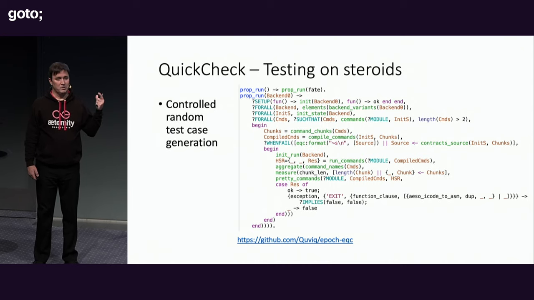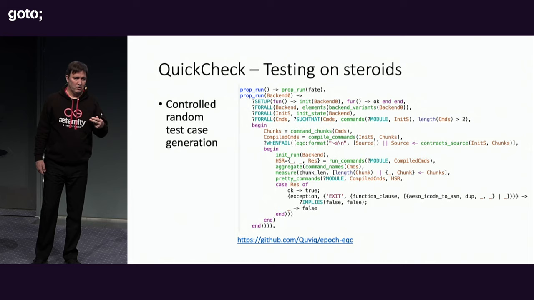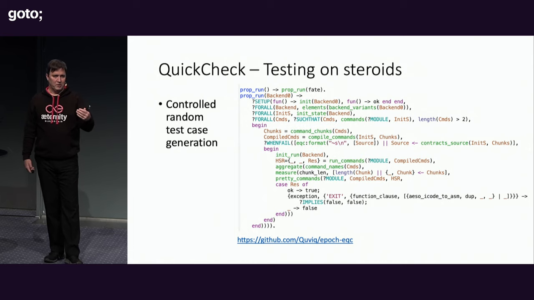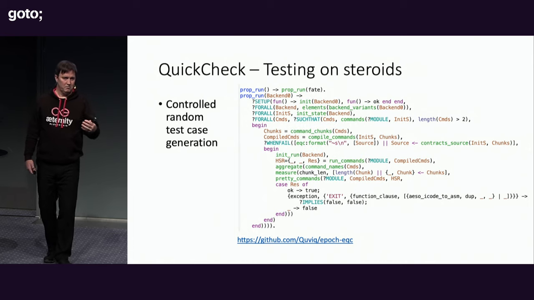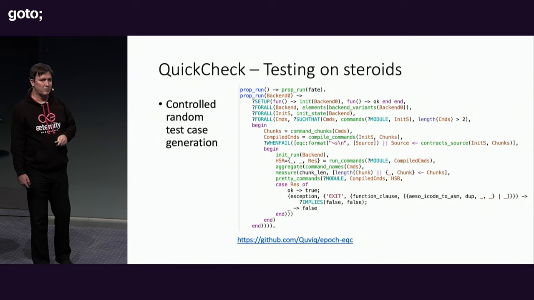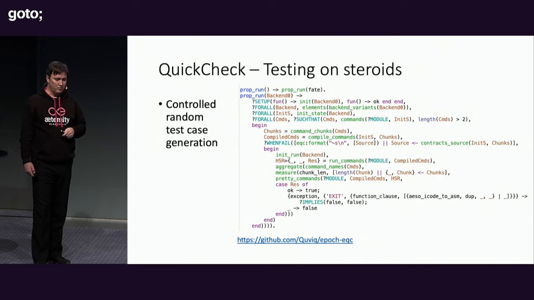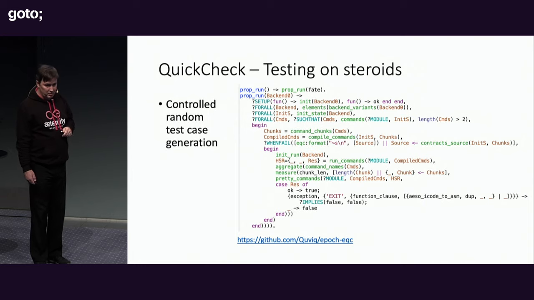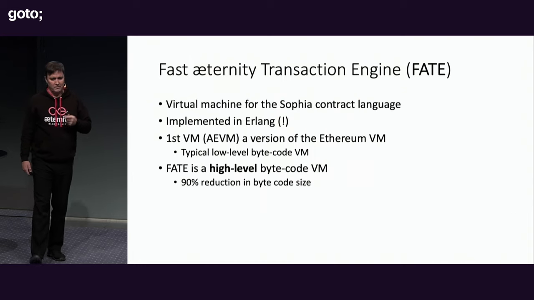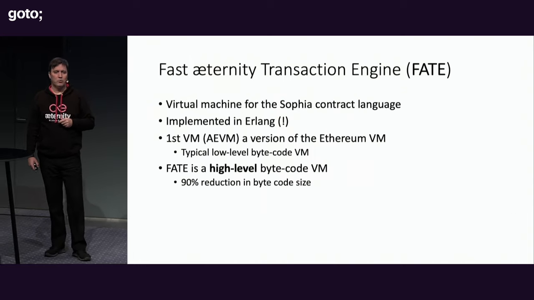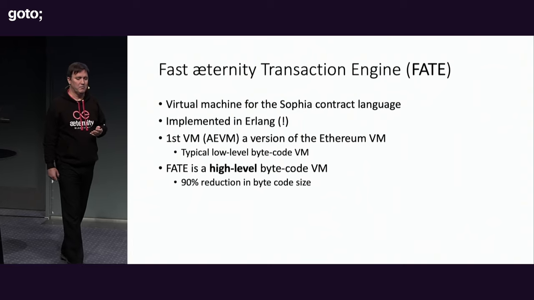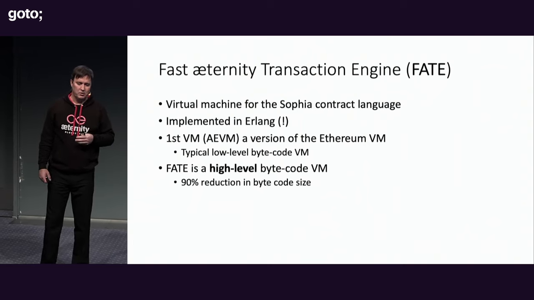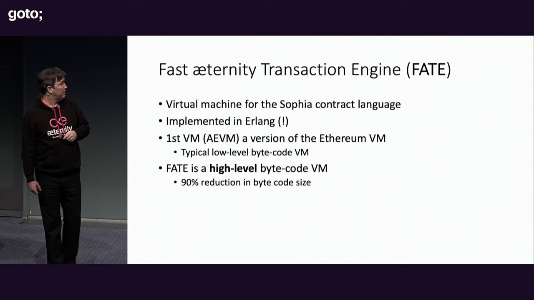Now, you can actually use this for other things. There are QuickCheck implementations for other languages, and the Erlang QuickCheck can actually also operate on C code, where it automatically generates the stub code to test your C code. This is pretty amazing. Now, the VM. Why would you want to write a VM in a language like Erlang? Turns out that it's not such a bad idea.